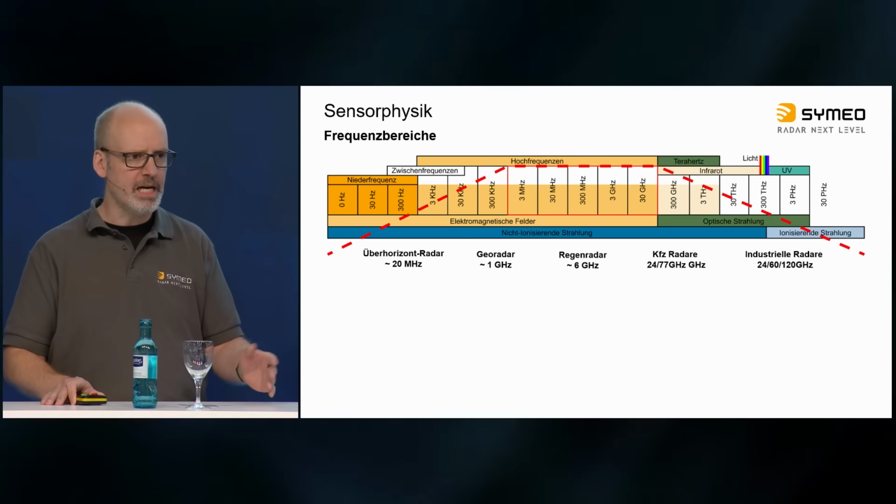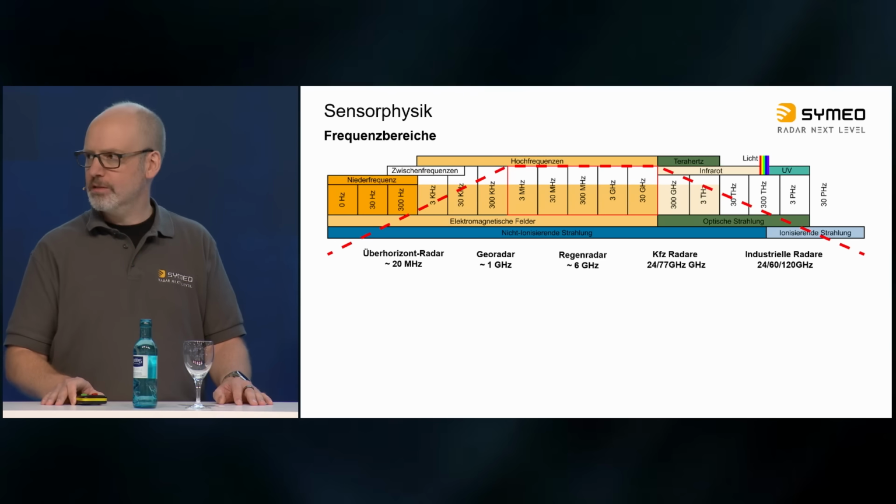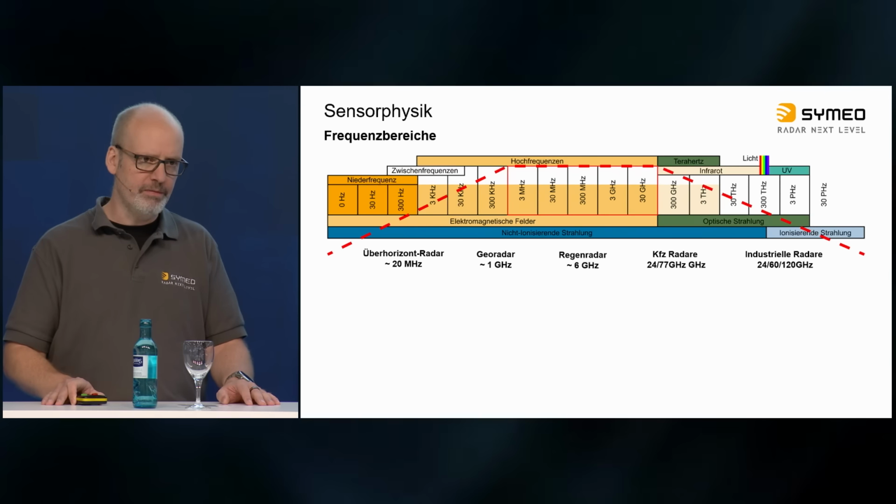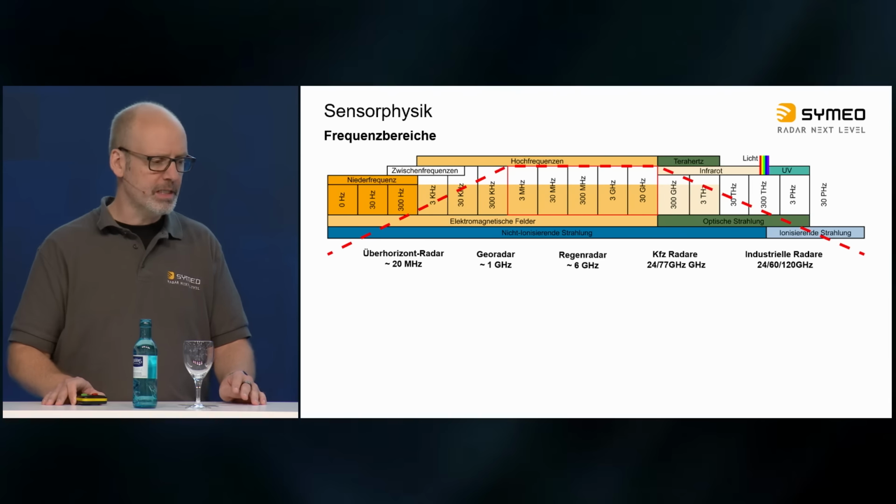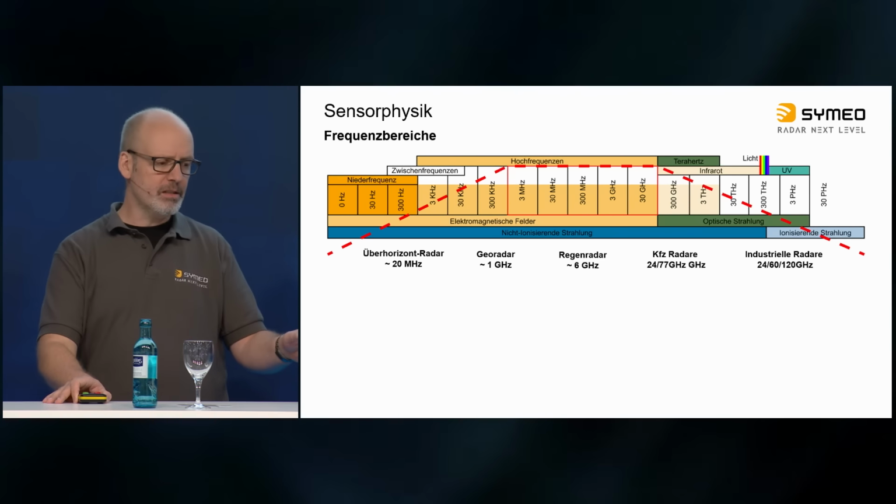On the other hand, there are industrial radars like we use them, with frequencies of up to 120 gigahertz, and there will be more gigahertz coming. And we operate in the millimeter range regarding our waves. This has pros and cons. I'm going to speak about that in a moment.